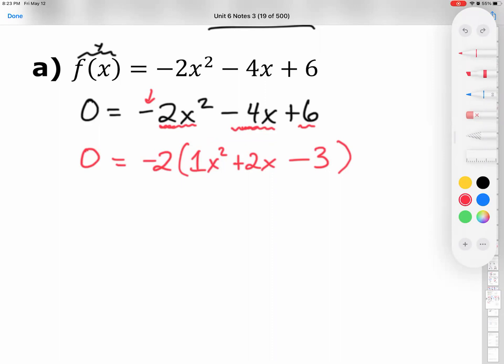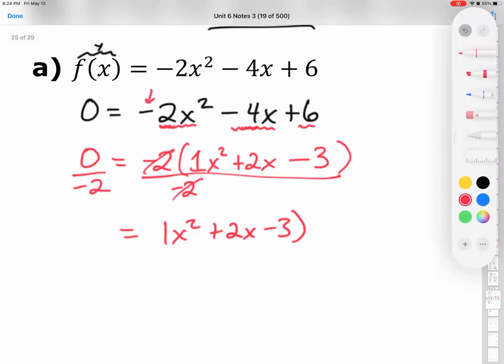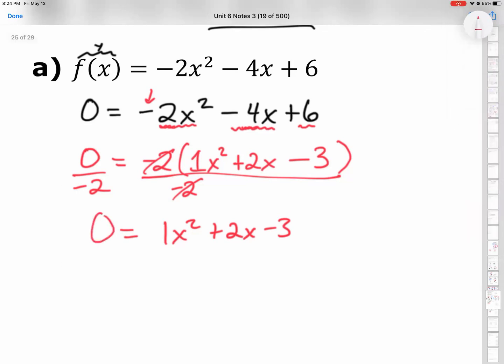And now the beautiful thing with GCFs being a constant like this -2 is we can divide both sides by -2. And boom, it's gone. And when we do that, we have 1x squared plus 2x minus 3. Much simpler numbers. And then on the left side, 0 divided by anything is just 0. So now we have a much more manageable factor. And we know we can break this guy down.